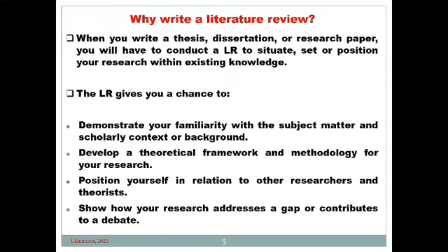A good literature review will enable you to familiarize yourself with the subject matter vis-a-vis the background of what you are doing. A good literature review will also enable you to develop a theoretical framework or methodology, what we call in scientific science, material and method for your research. A good literature review will enable you to position yourself in relation to other researchers.